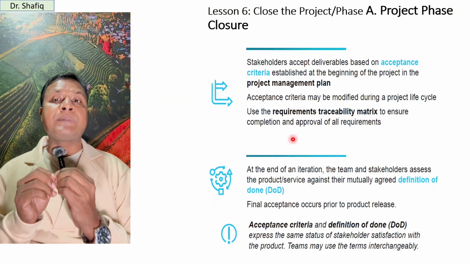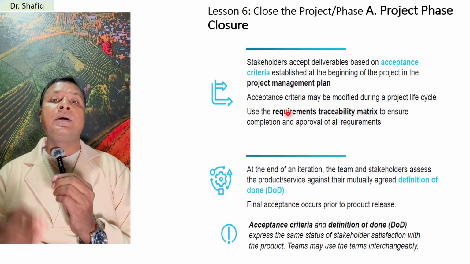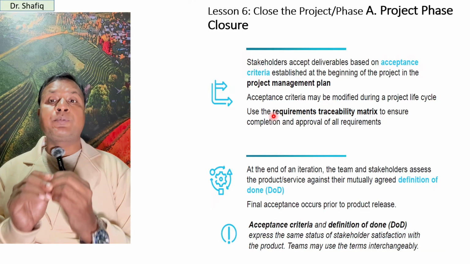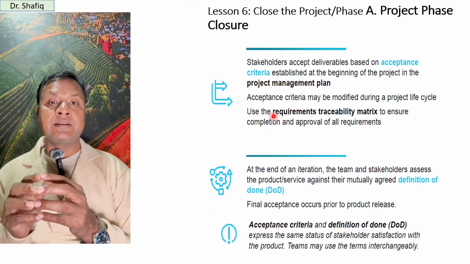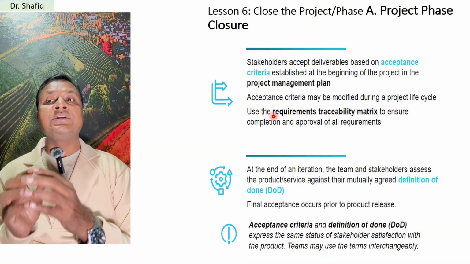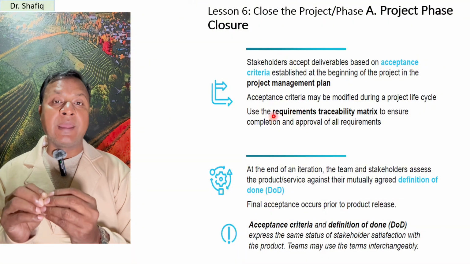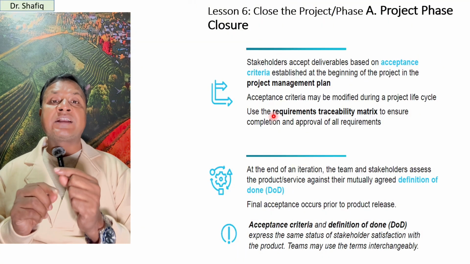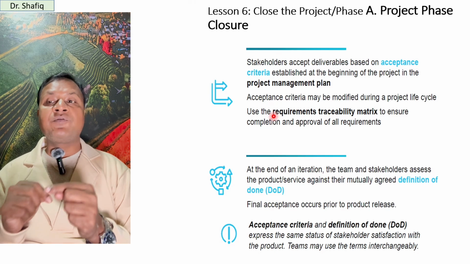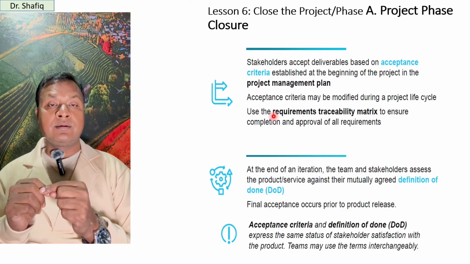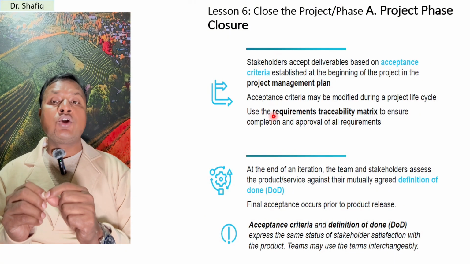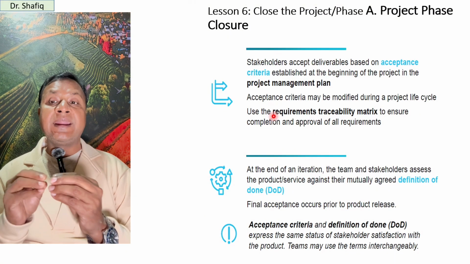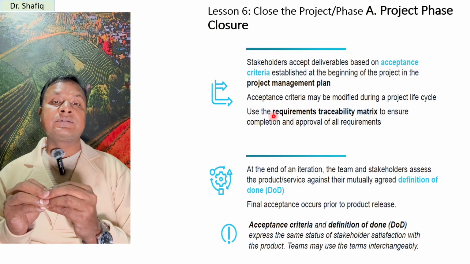In the predictive approach, stakeholders accept deliverables based on acceptance criteria established at the beginning of the project in the project management plan. Acceptance criteria can be modified during the project life cycle, but we should use the requirements traceability matrix to ensure the completion and approval of all requirements.